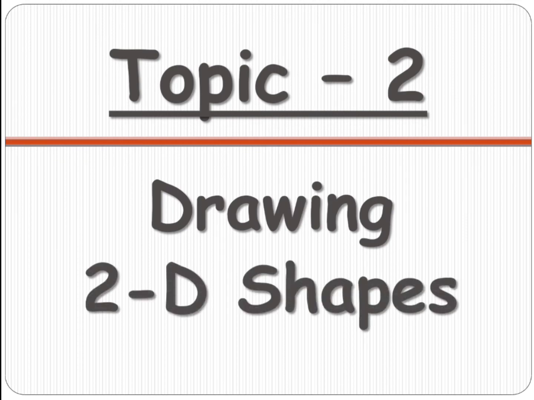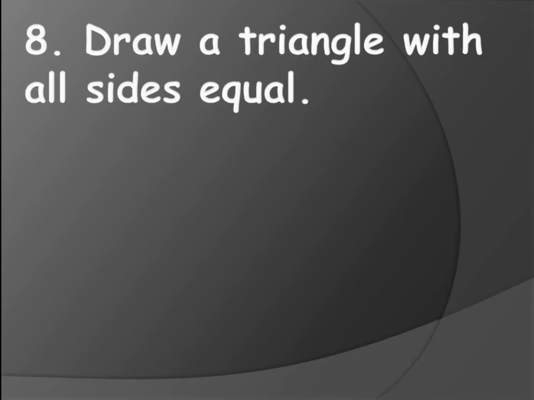Drawing 2D shapes. Here, children, you have to use your scale to draw the 2D shapes, except the circle. For a circle, you need a compass or a bangle or a coin. But here we are drawing the triangle and quadrilaterals, so we have to use a scale, a ruler, to draw the 2D shapes. In this, we have to draw a triangle with all sides equal. All sides should be equal.